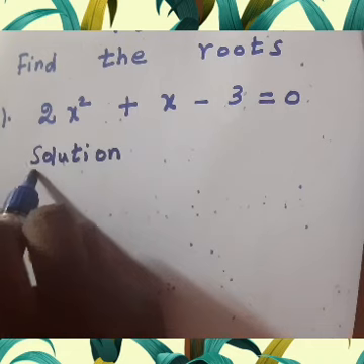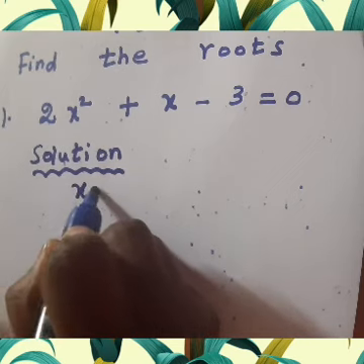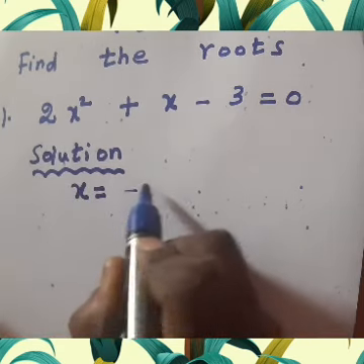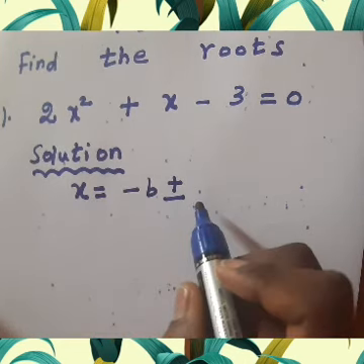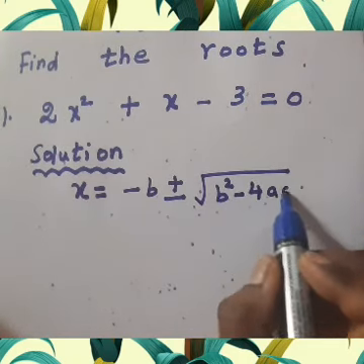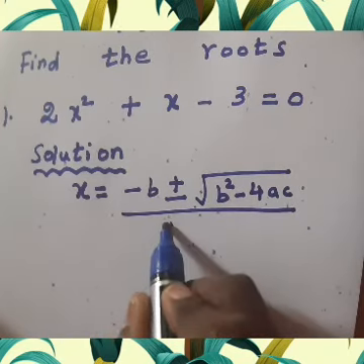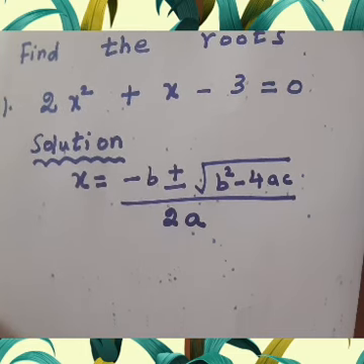As I told you, a quadratic equation can be solved in two methods. One is the factorization method and another is the formula method. But in this problem, we are using the formula method to solve. What is the formula, students? x is equal to minus b plus or minus square root of b square minus 4ac, the whole term divided by 2a. So you should know what is a, b and c, but first we'll write what is given.